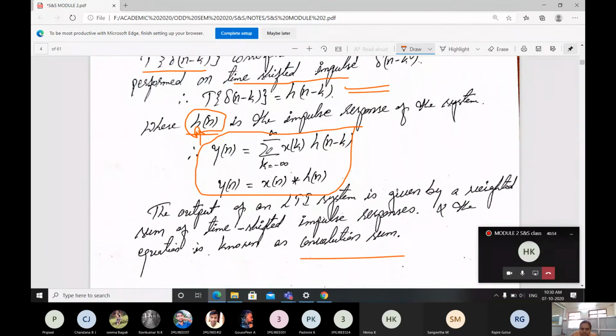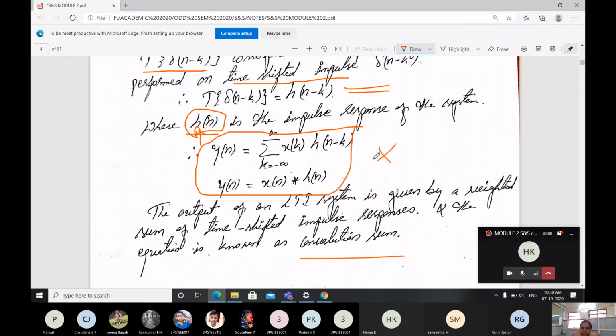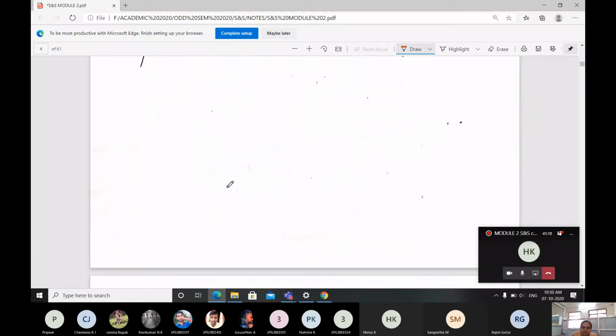Here, for the discrete case, it is the convolution sum. In the theory part we come across that if I am going for continuous, it will be the convolution integral. Just remember the equation and how we got it. It may sometimes be asked in the exam for 4, 5 or 6 marks. Okay, next.